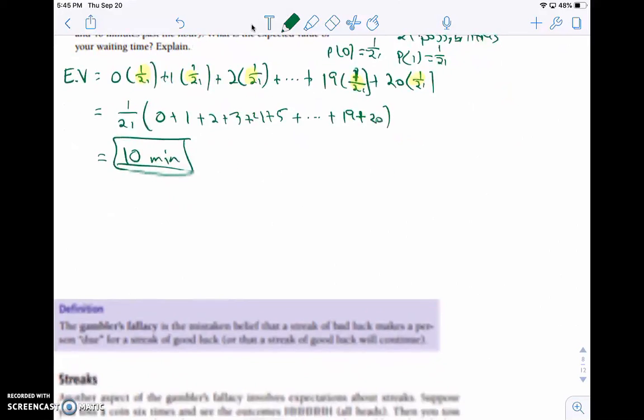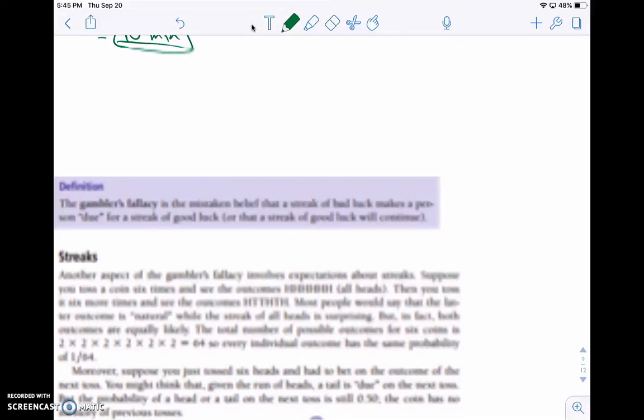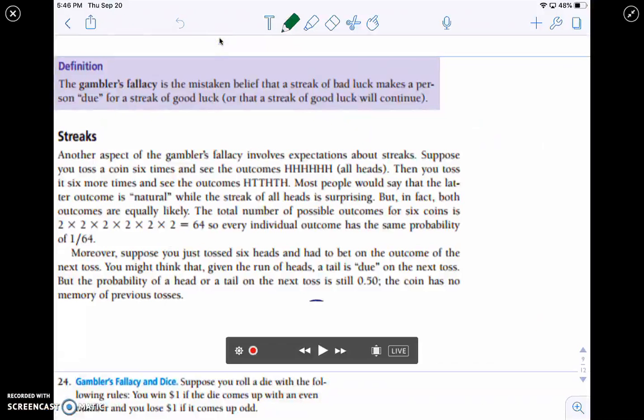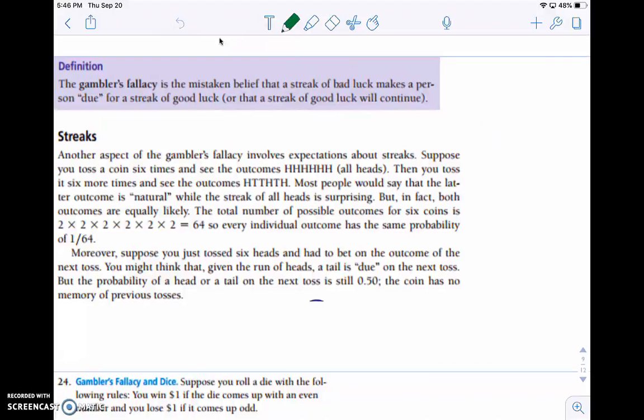I'm sorry, I'm not sure why we're blurry down here. Might have to reset my iPad. But again, that's your expected wait time when it comes to this bus. The key here is that everything has an equally likely chance of occurring, all 21 possibilities. So I'm going to pause the video and see if I can fix my iPad here so it's not so blurry. Okay, iPad is back to life.